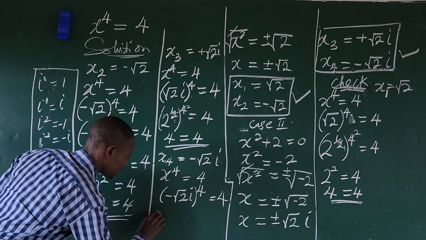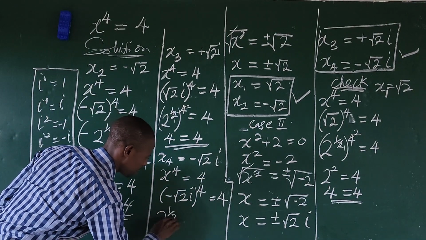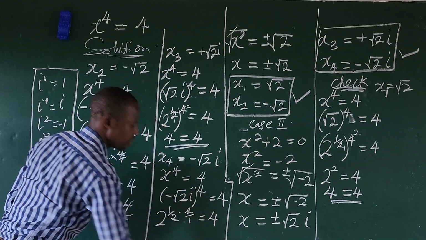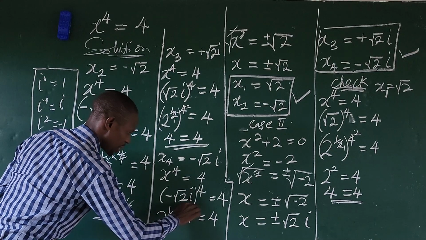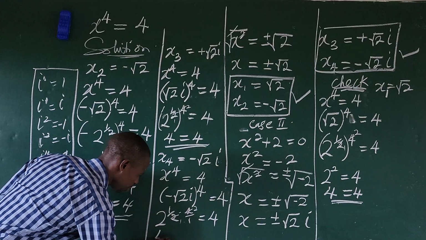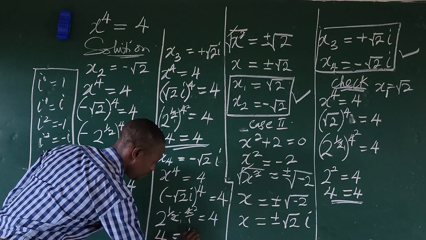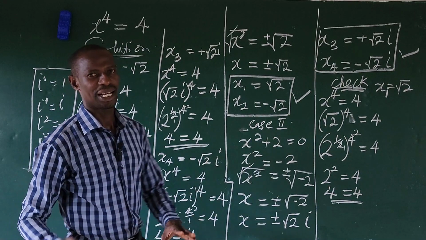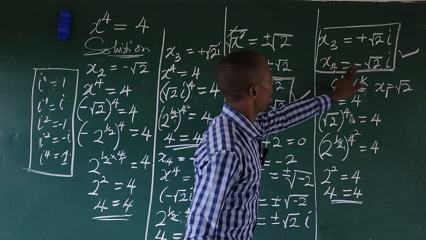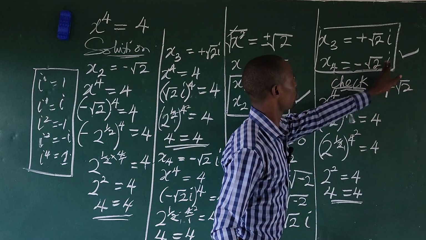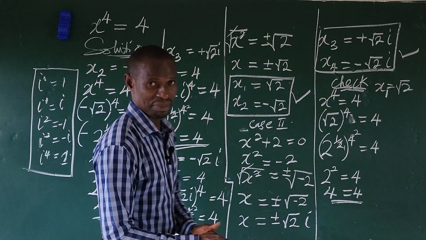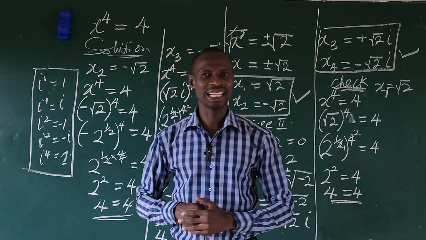So this will now give us 2 to the power of 1 over 2 times 4 over 1 equals 4. So 2 times 1 over 2 gives us 2. So we have 2 to the power of 2, which is 4. So we end up having 4 equal to 4. So this also shows that the fourth root, minus the square root of 2 iota, is correct. All right, so this marks the end of this simple exponential equation.